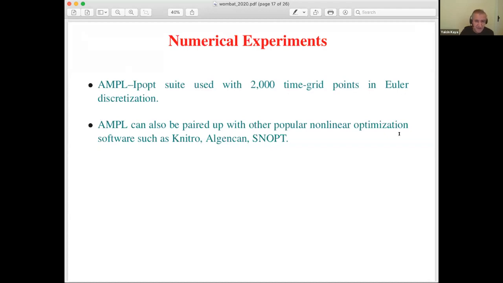AMPL can be paired up with other popular optimization software like Knitro, Algencan, a Brazilian group behind it, and SNOPT.